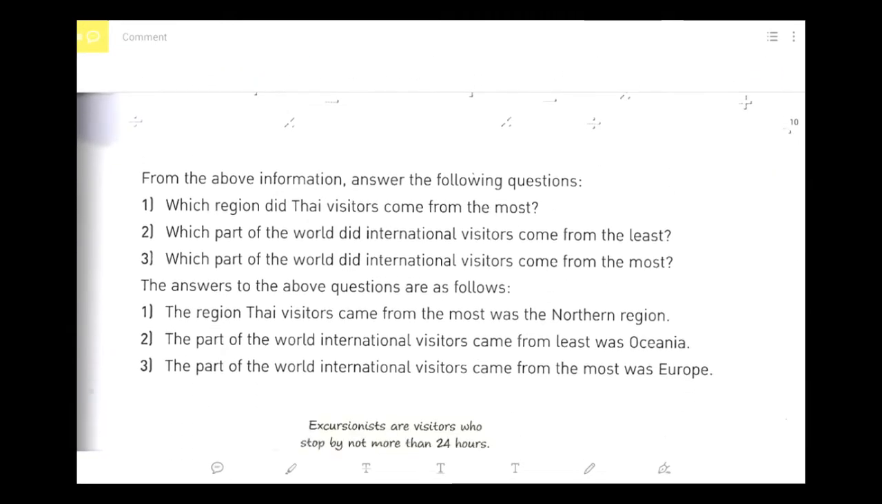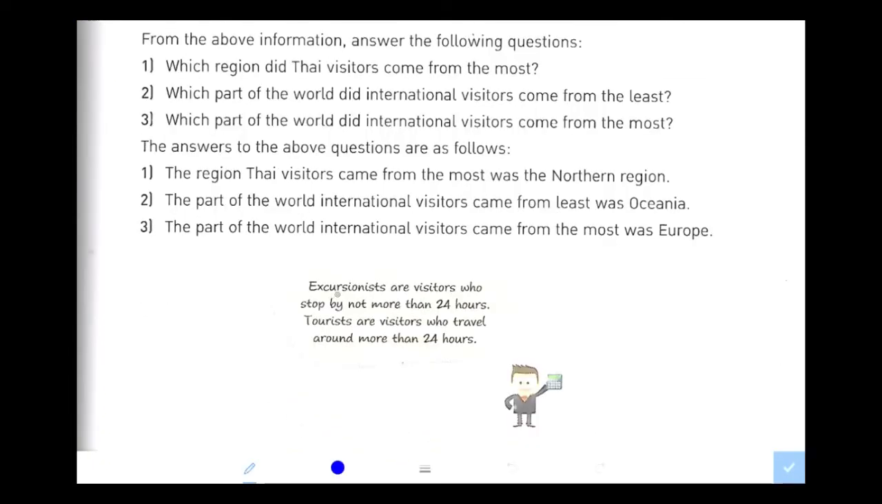Sure. So you have to answer these questions. We will talk about excursionists. Excursionists are visitors who stop by for not more than 24 hours. It's like when you travel with your family: you go in the morning and come back in the evening because the next day you have to go to school. So this is short term. Excursionists are people who went there for a short time.